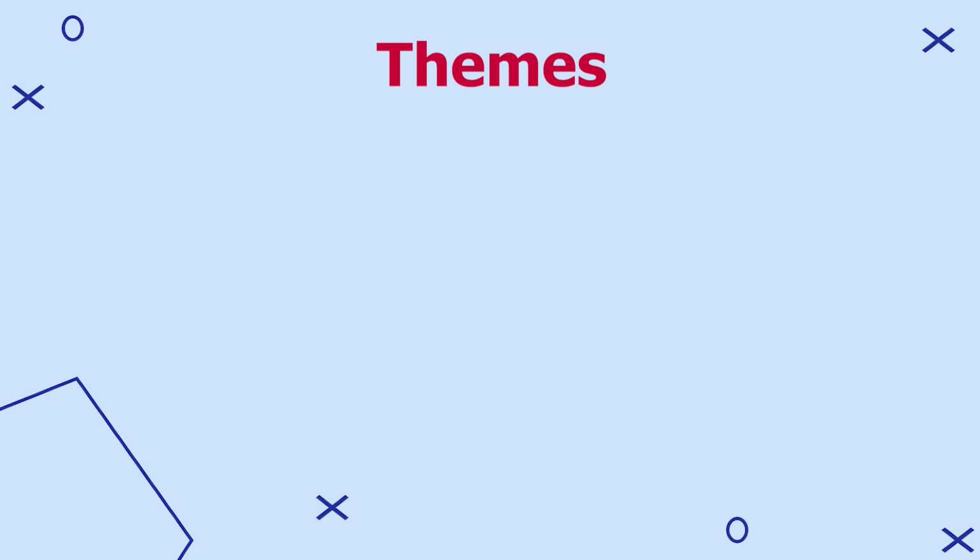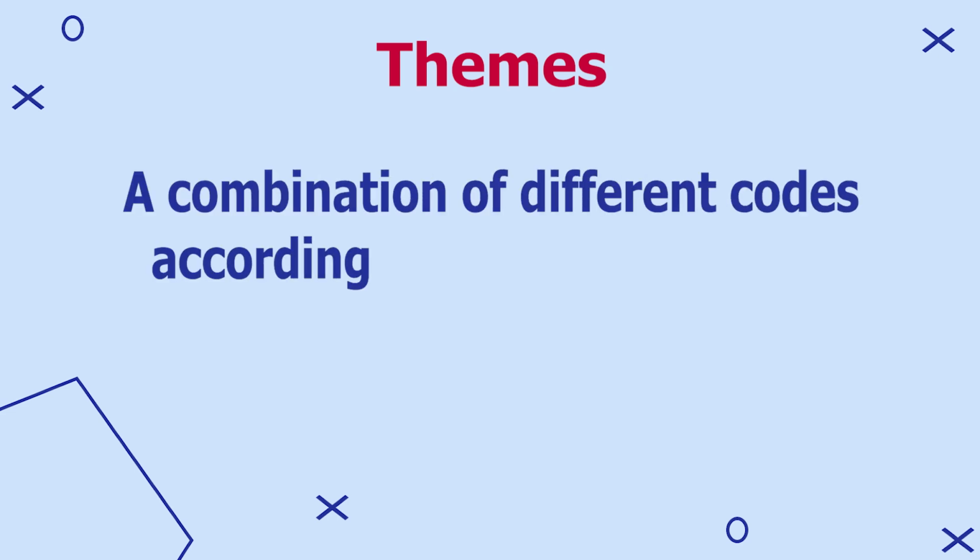Themes. Themes are simply a combination of different codes according to shared meanings. So after we have developed codes, we go back to our data and try to look for shared meanings between the codes. We then categorize all the codes that have shared meanings into a singular theme. Let's look at an example of how to come up with themes from the example of codes that we developed earlier in the video.